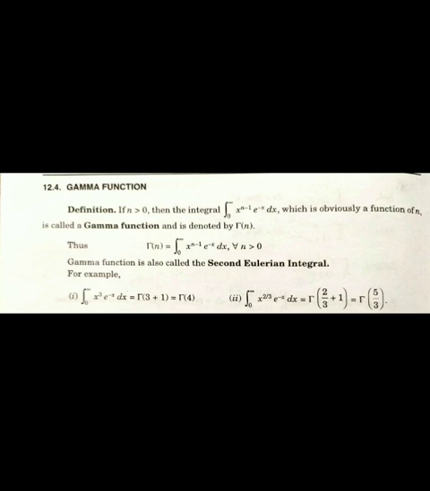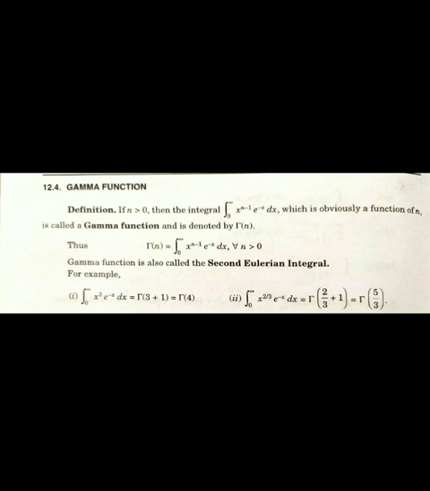Once again I will define the gamma function. If n is strictly greater than 0, then the integration 0 to infinity x raised to n minus 1 e raised to minus x into dx is said to be a gamma function, and it is denoted by gamma of n. Therefore gamma of n is equal to the integration 0 to infinity x raised to n minus 1 e raised to minus x into dx, where n is strictly greater than 0. So that is the gamma function.